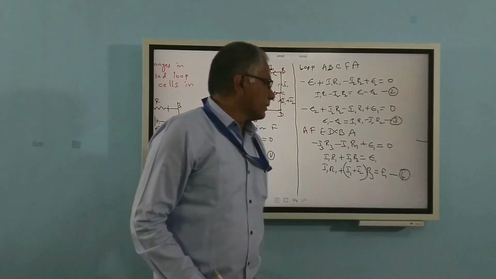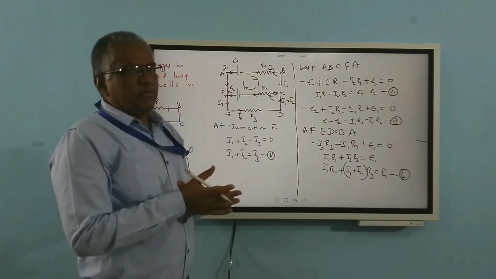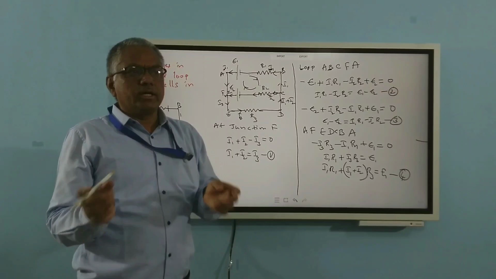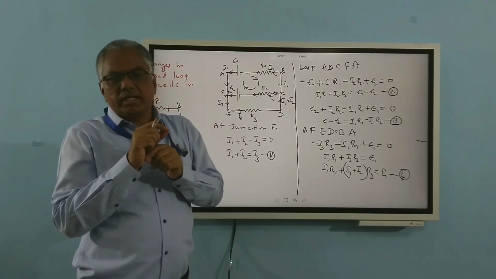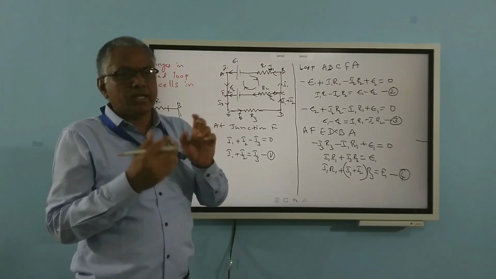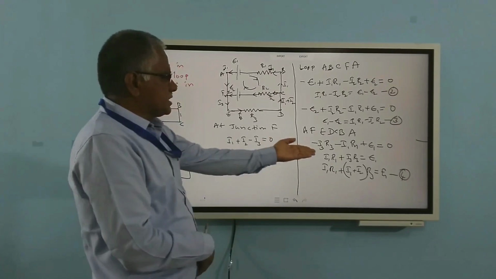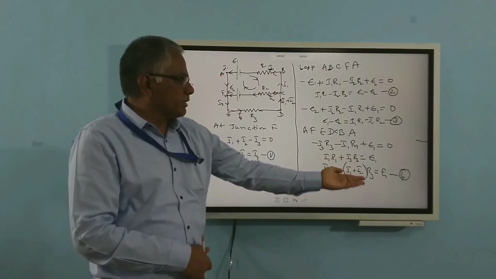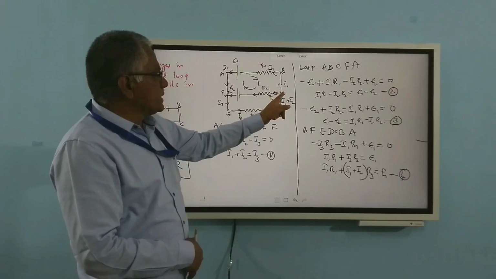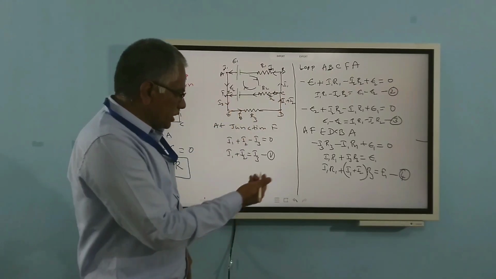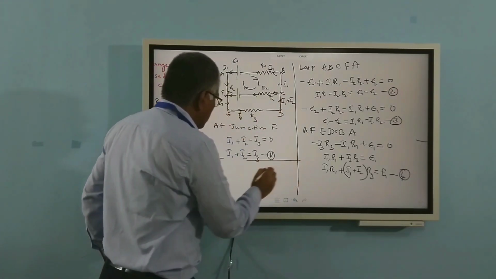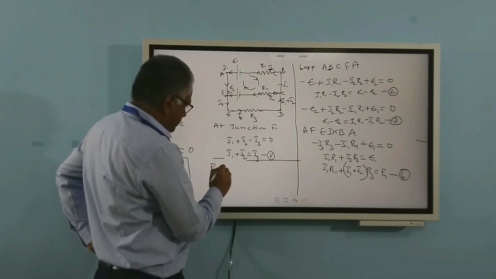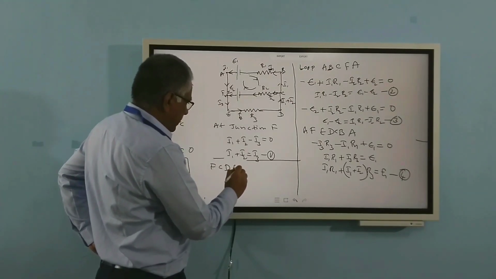Like that, we can have any number of loops or the big circuit. We can divide the loops and get the equations. By solving these equations, we can get the current in the circuit. The values of resistance are given, EMF is given, we can find the currents. Like that, one more loop is there, F, C, D, E, F. One more loop also we can find.